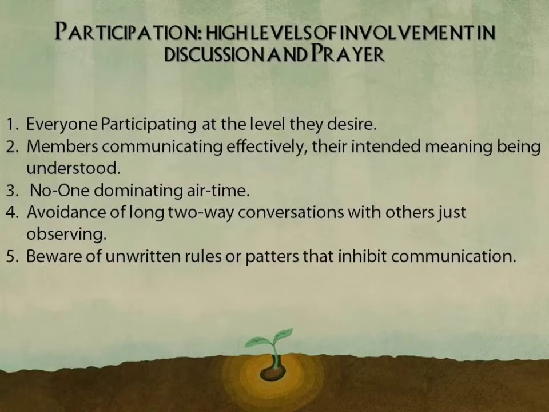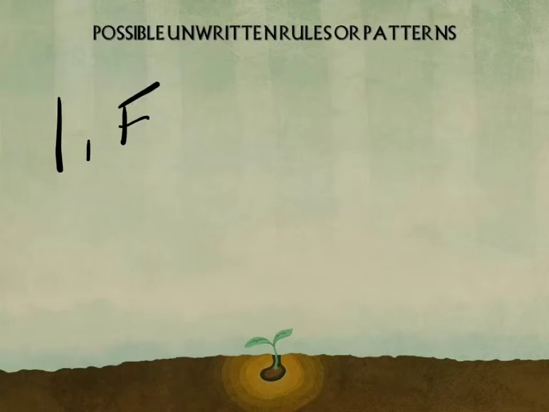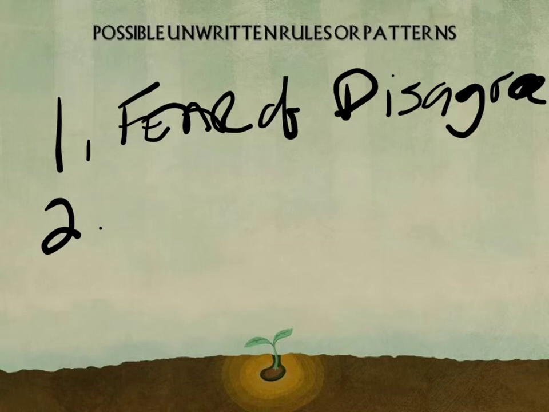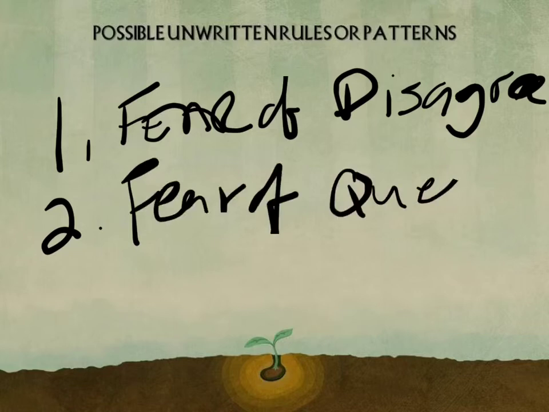And then finally, we want to beware of patterns that are developing that could prohibit good discussion. Some of them might be fear of disagreement. We don't want to create an atmosphere where people are afraid to disagree. We want people to be able to disagree and give their input and even have debate if we need to. That helps us sharpen one another. There might also be fear of questions. People might have the fear of looking silly or stupid, and we want to be sure that everyone's questions and contributions are valued within the group, and we don't want these patterns to develop.